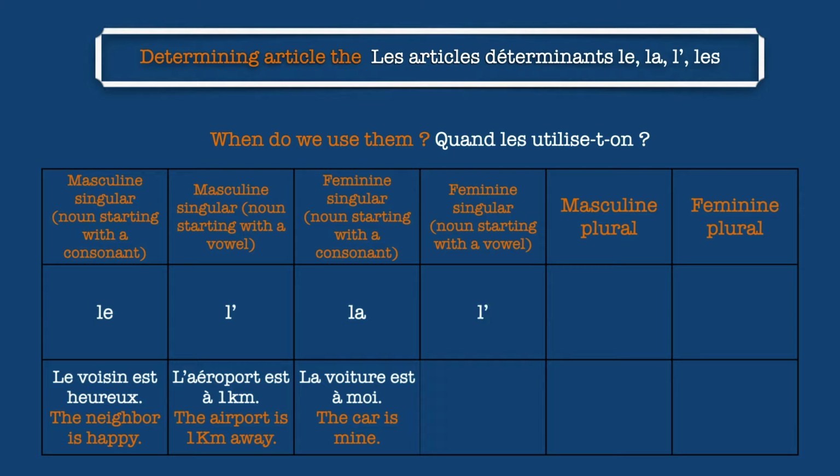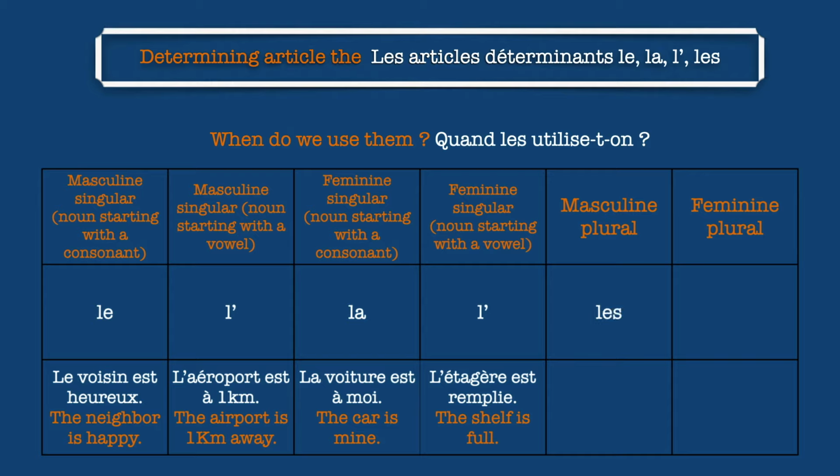Fourth possibility, a feminine singular noun starting with a vowel. In this case, the article is l'. The example with a feminine singular noun starting with a vowel is, the shelf is full. L'étagère est remplie.